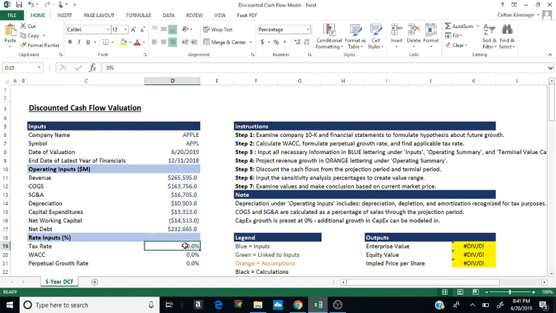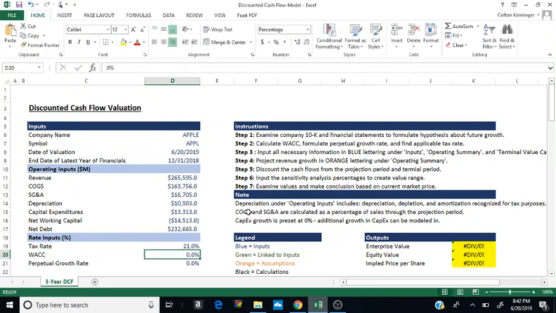So moving on down, we need a tax rate. As most of you know, Trump lowered the tax rate for corporations, which is kind of attributing to why the stock market had such a good year right after Trump got elected. So he lowered it to 21%. So when doing these discounted cash flow models, a baseline you can use is 21%.